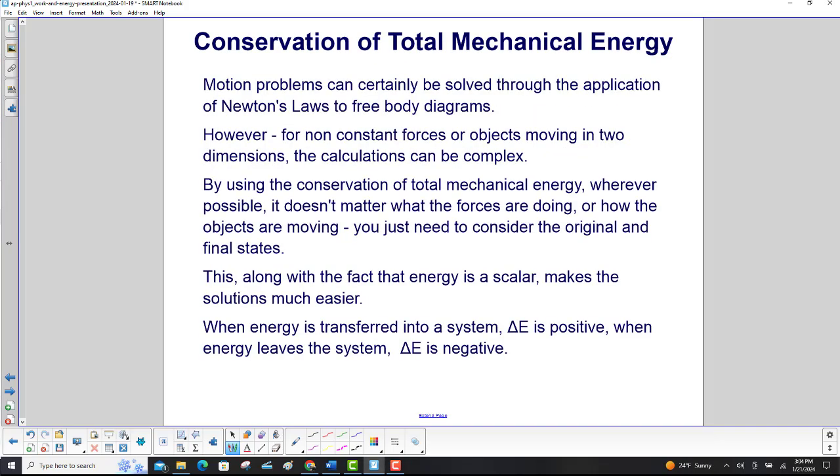Motion problems can certainly be solved through the application of Newton's laws to free body diagrams. However, for non-constant forces or objects moving in 2 dimensions, the calculations can be complex. By using the conservation of total mechanical energy, wherever possible, it doesn't matter what the forces are doing or how the objects are moving. You just need to consider the original and final states. This, along with the fact that energy is a scalar, makes the solutions much easier. When energy is transferred into a system, delta E is positive. When it leaves the system, delta E is negative.